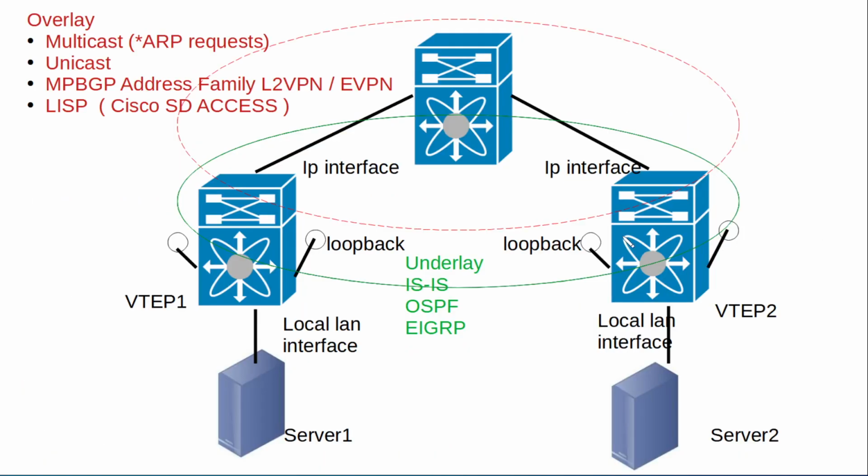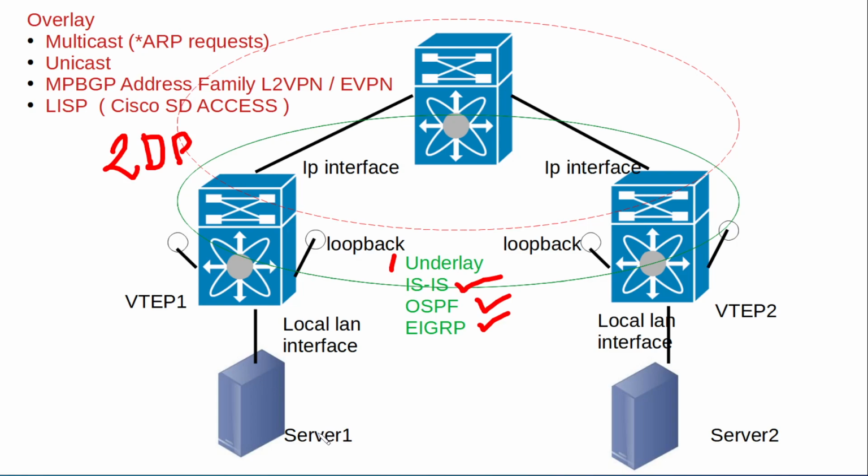So first you will have to configure the underlay. That can be IS-IS, OSPF, or in rare cases, EIGRP in order to advertise the loopbacks of all devices. Then you will have to configure your data plane. So the data plane will do the following.